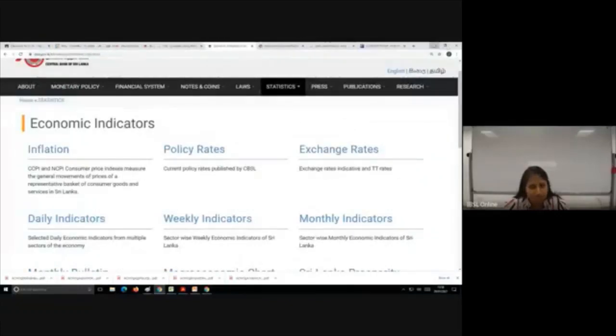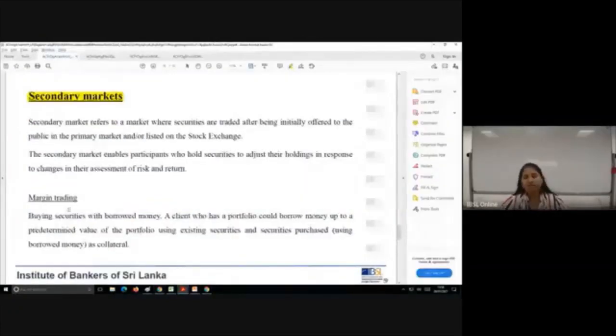So that's how the primary market functions work. Finally, we move to the secondary market. The secondary market refers to a market where securities are traded after being initially offered to the public in the primary market or listed on the stock exchange. So after you issue it for the very first time, now it's getting traded. So here the trading happens.